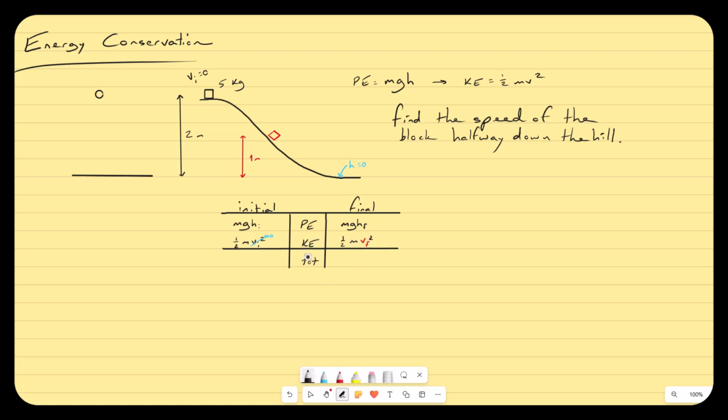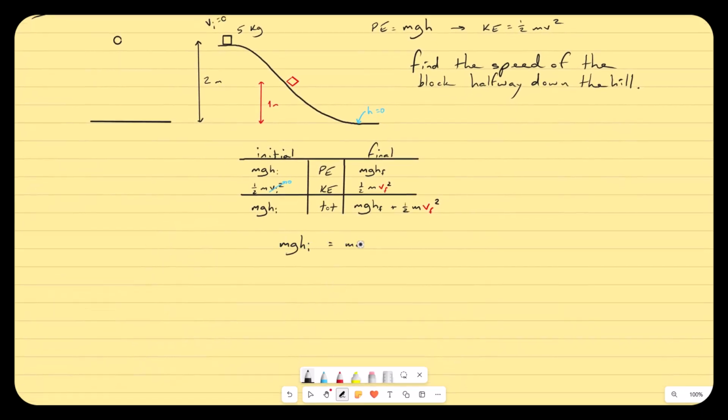So before, we had these cases where we had all potential energy at the beginning, all kinetic energy at the end. Now we've got all potential energy at the beginning and a mixture of energies at the end, which isn't a big deal. So our total here, mgh initial, our total here, mgh final plus half m v final squared. We're going to set those equal to each other, and we can start canceling.